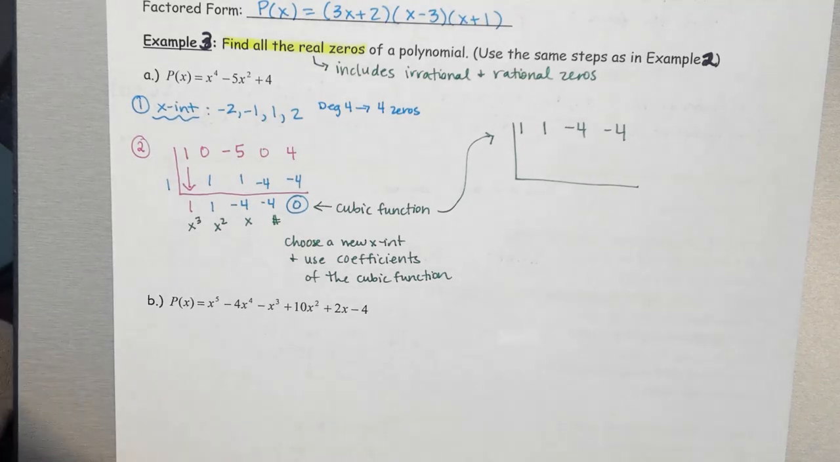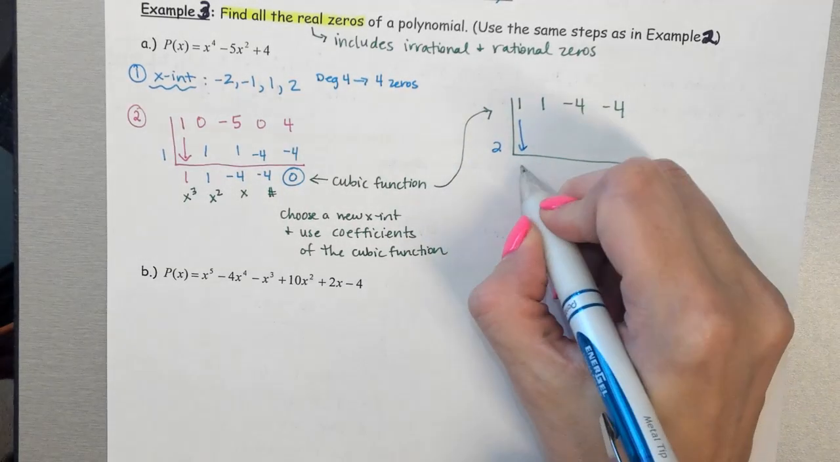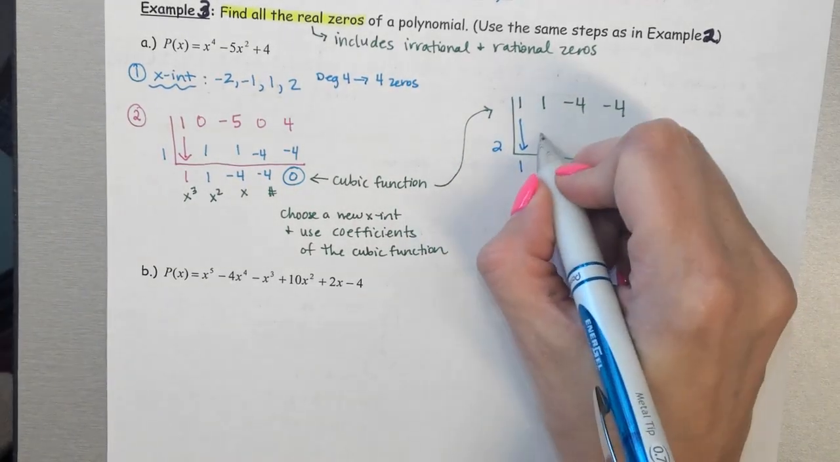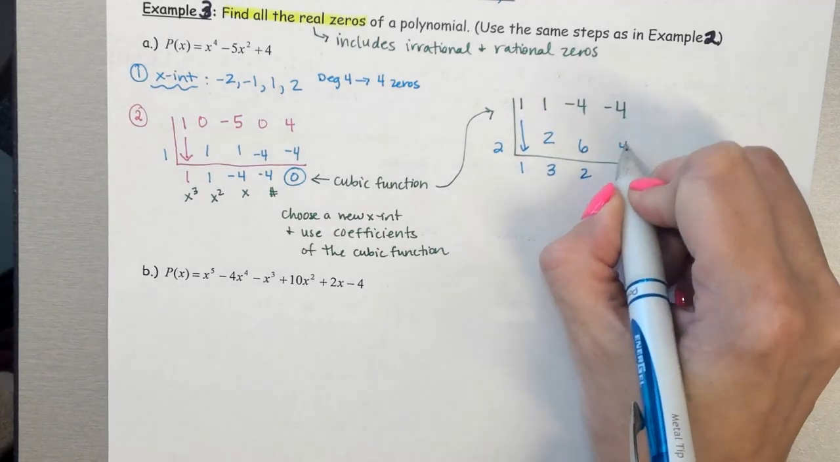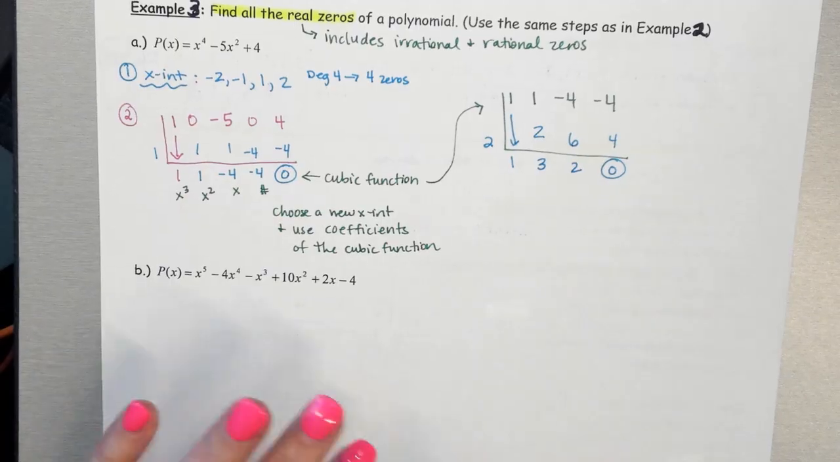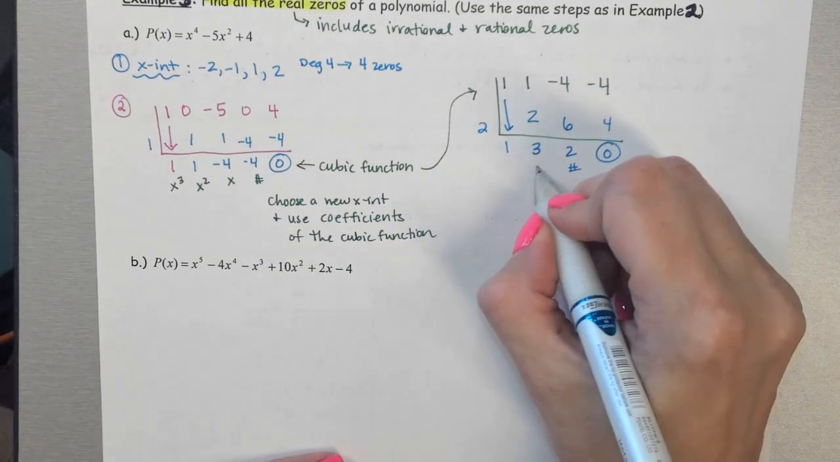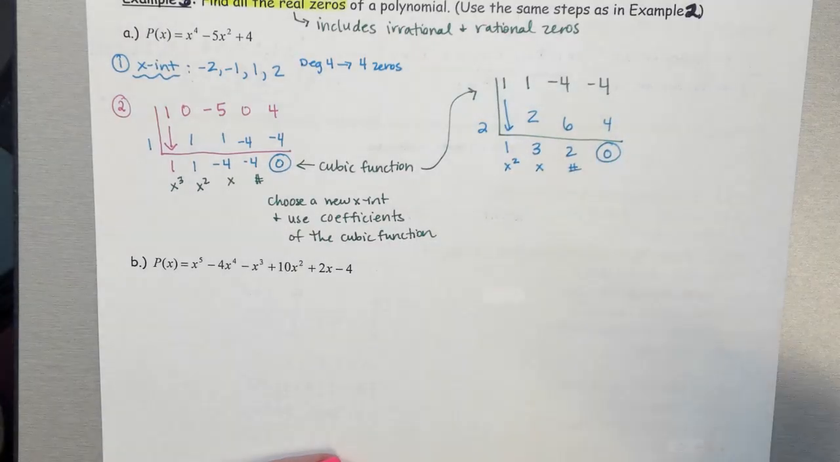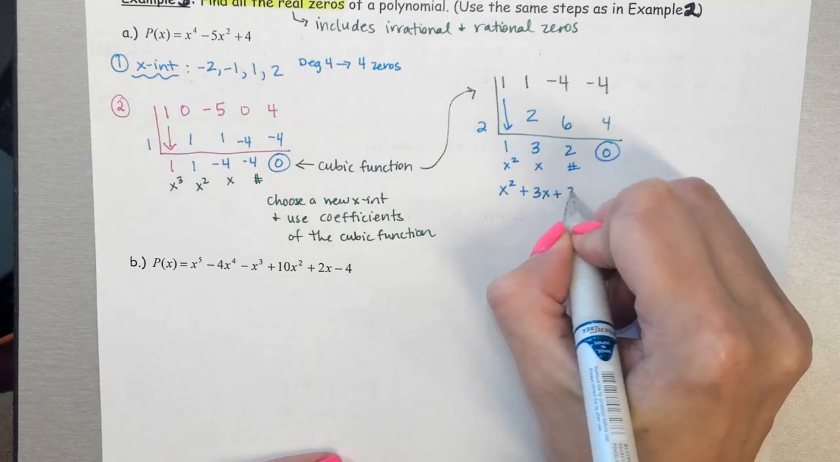I chose to keep with the positives because I thought they would be easier to do the synthetic division. So 1 times 2 is 2, add straight down, 6, 2, 4, yay. And now that I have a quadratic, if you can factor, factor, but that's not going to happen every single time.